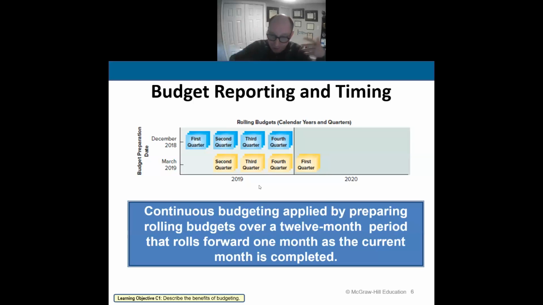It's a continuous 12 months. Always 12 months ahead. After this month ends, I plan 12 months out. After the next month ends, 12 months out. There's always 12 months in front of you that has been budgeted. Call it a rolling budget.